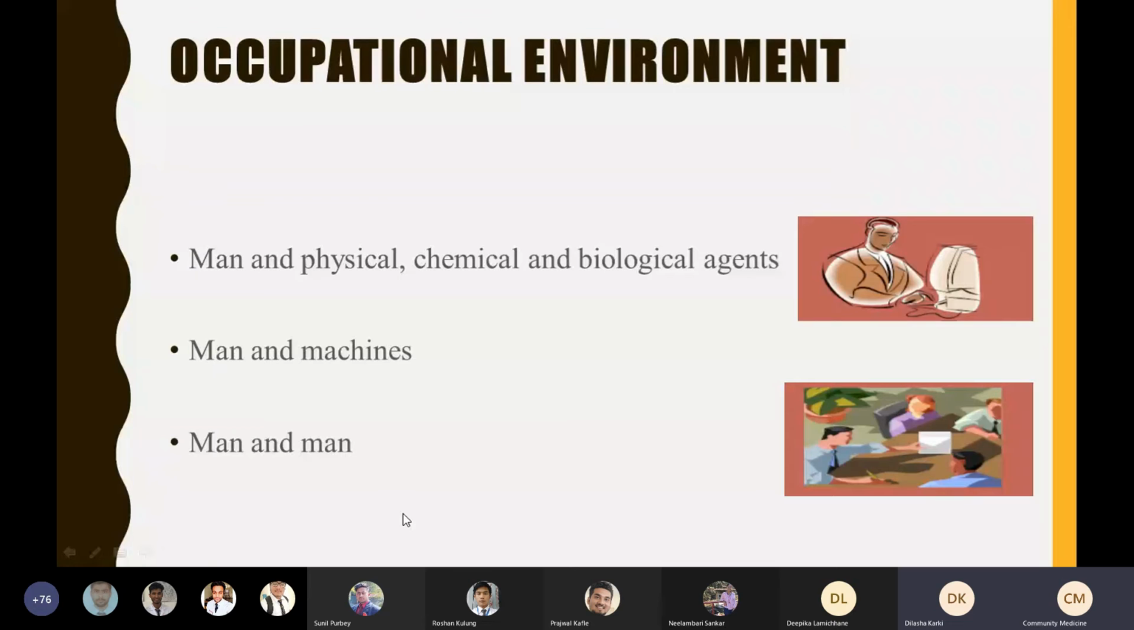Now next is man and man. This man and man environment will affect numerous psychosocial factors, mainly related to job satisfaction. Another is the leadership style, and seniors can dominate the juniors. This can also affect, and the incentive salary can also be one of the factors in the man and man environment. So these are the sort of things.